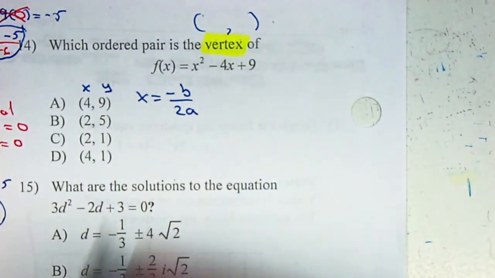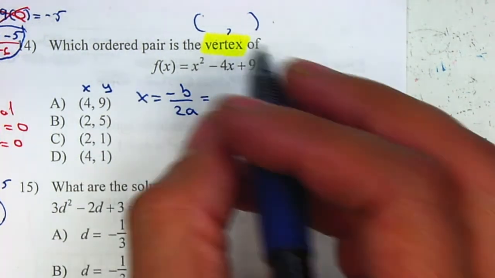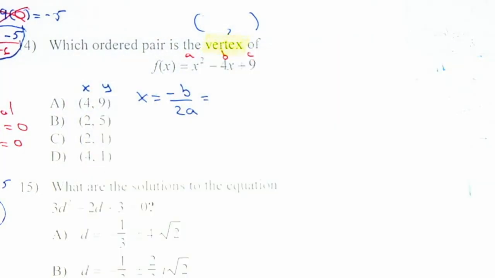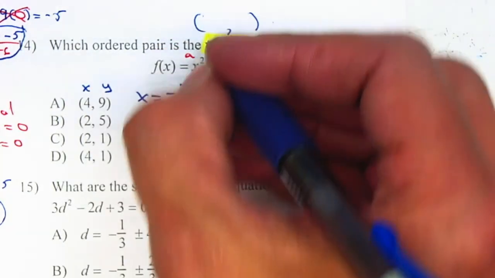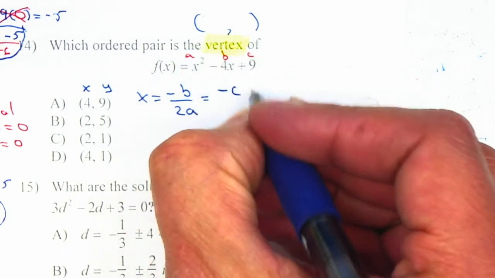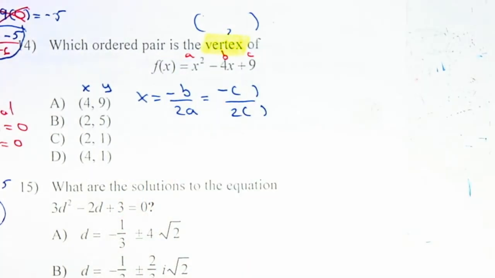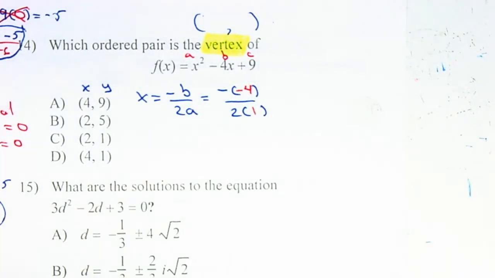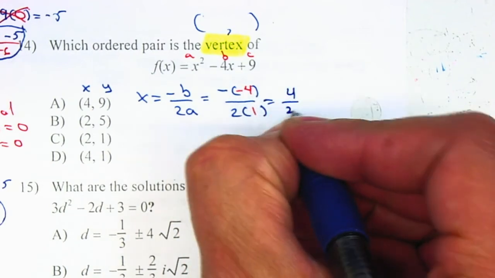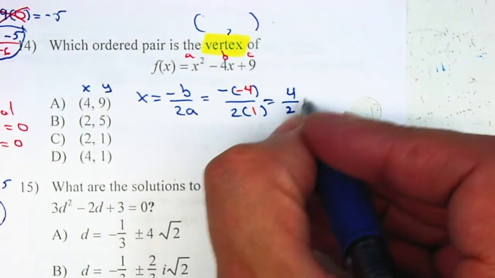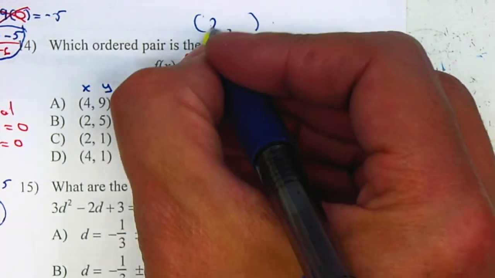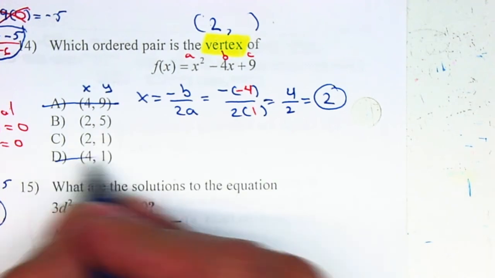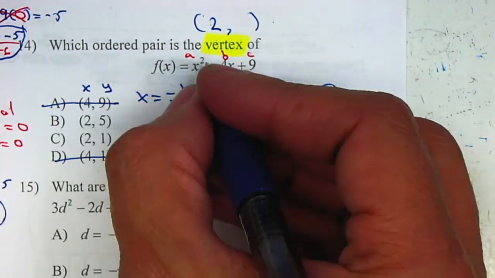So I just need to plug in the information. We have the value of a, b, and c. I'm going to find the x value for the vertex by using this formula. B is negative 4. A is 1. Negative and negative is a positive 4. Multiplied by 2 times 1 is 2. So 4 divided by 2 gives me 2. My x value is 2. So I know it's not A and it's not B. I need to find the y value, so I'm going to plug it in.